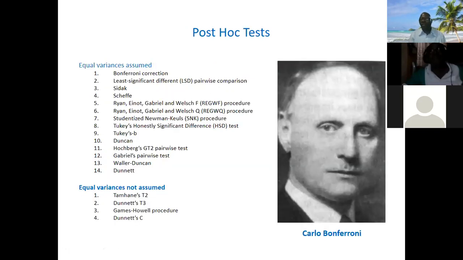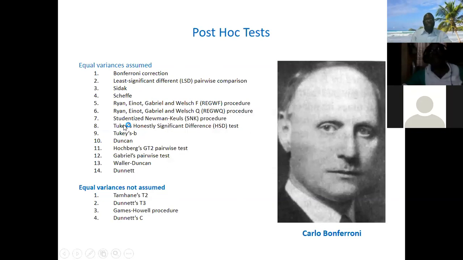Look at Bonferroni. This is Carlo Bonferroni, the person who first used the method, and that's where the Bonferroni correction gets its name. We also have the least significant difference. Then you also have Scheffé's test, Ryan-Einot-Gabriel-Welsch, with the F procedure and the Q procedure. Student-Newman-Keuls, there are many of them, Duncan, Tukey.